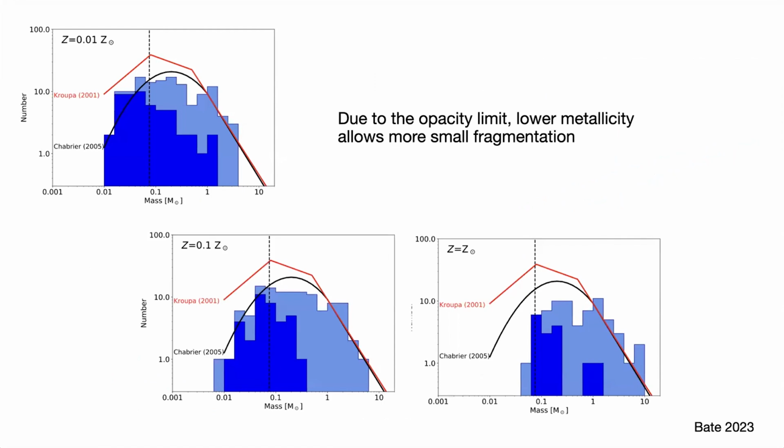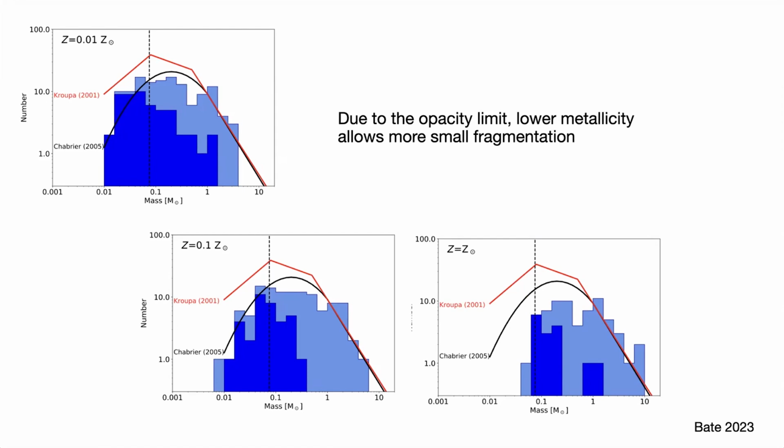And if you look at the star formation models, though, having even solar metallicity, this is from Matthew Bate, makes it harder to fragment at lower stellar masses, lower masses. And it's a lot easier to get these planetary mass fragments at lower metallicities.